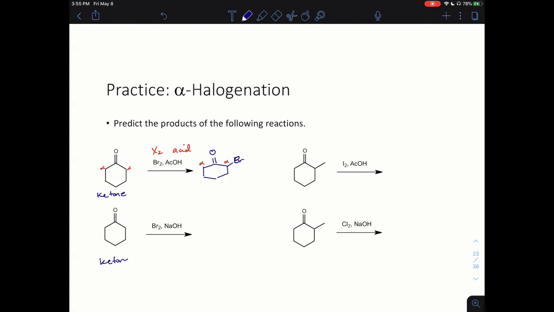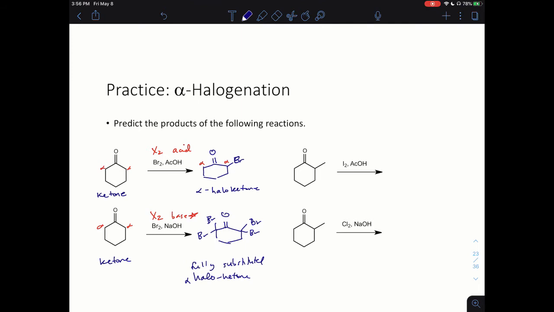Now we have that same symmetrical ketone. These alpha carbons are equivalent. There's a mirror plane of symmetry that splits this molecule in half. We're again treating with X2, but this time base. So we know that instead of the product being an alpha haloketone at just the most substituted carbon, we're going to have a fully substituted haloketone. So all four alpha hydrogens are replaced with bromine. All right, that looks like it kills bugs.